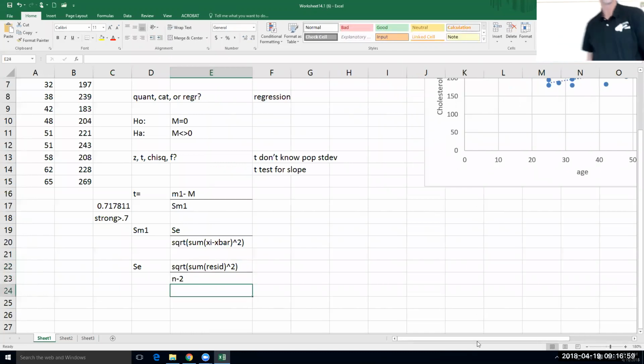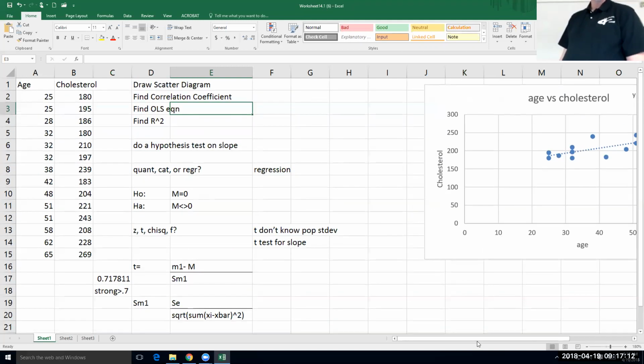Okay? All right, so we really need to find S sub E before we can find S sub m1, before we can find T, right? So this is kind of in reverse order. Okay? So how do I find the sum of my residuals squared? I could ask Ethan, but then he'd skip a step, but that's okay.